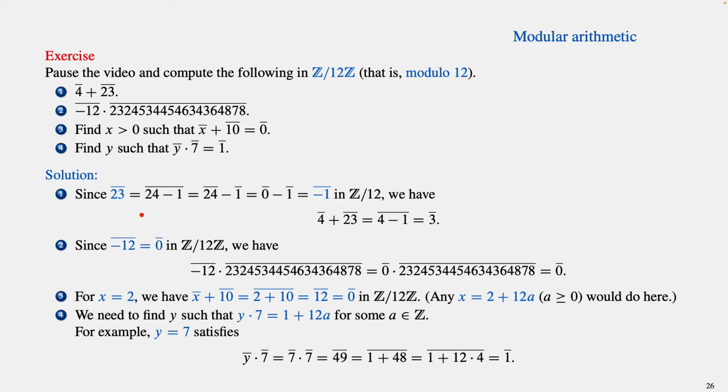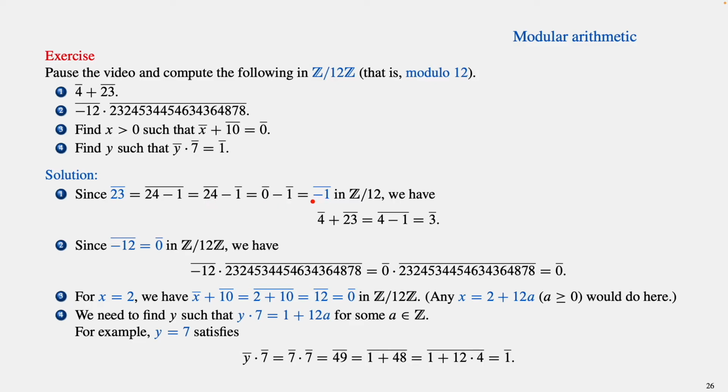And here are the solutions. So 4 plus 23 modulo 12. Well, we have 23 being 24 minus 1, which by definition of the arithmetic in Z over 12Z is 24 bar minus 1 bar. But 24 is a multiple of 12, so this is actually 0.